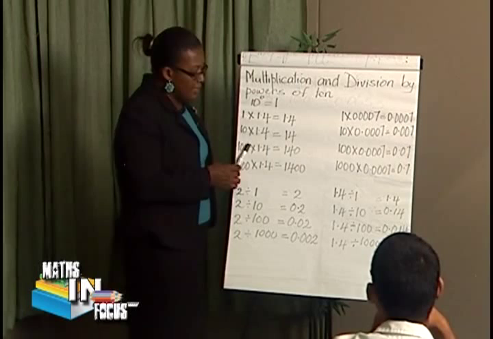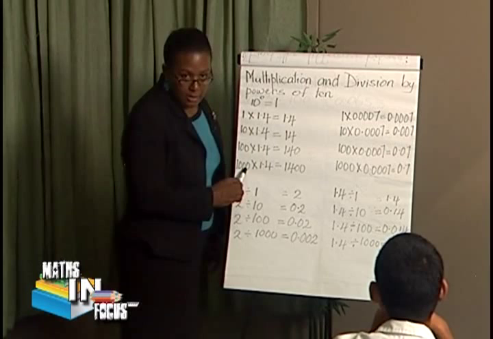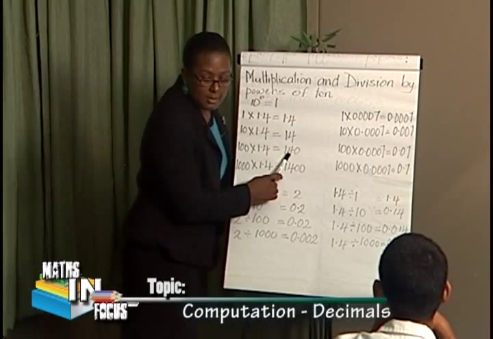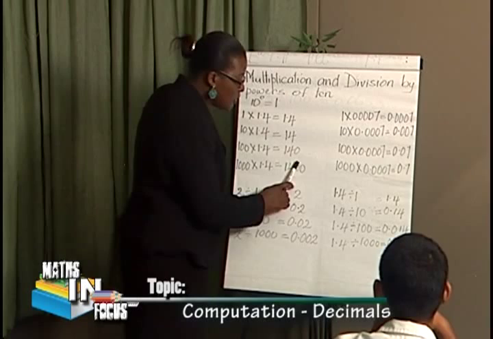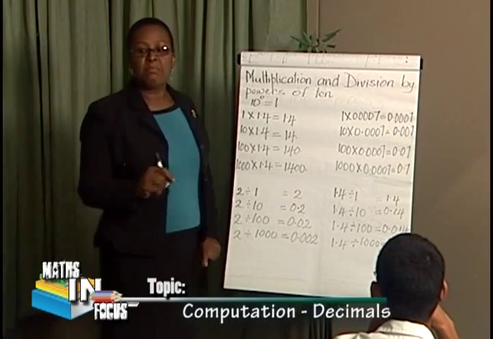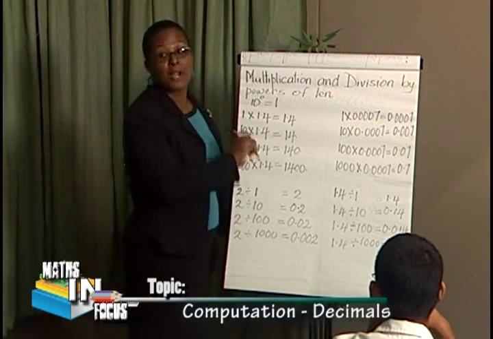When we started to have zeros in our multiplicand, what we notice is that the decimal point moved one place. When there are two zeros, the decimal point moved two places. And when we have three zeros, the decimal point moved one, two, three places. So it would now be here and here and here. So if we had a 1 and 10 zeros, how many places would the decimal point be moved? 10 places. And it's moving 10 places to the right.